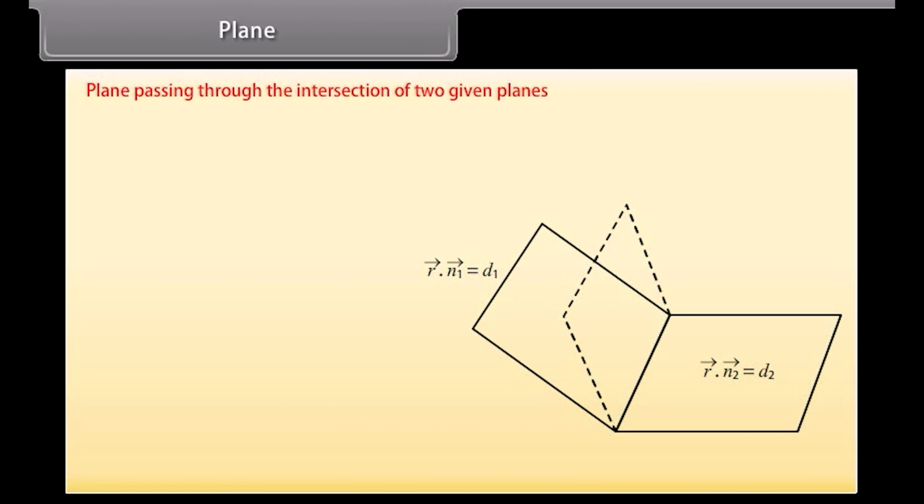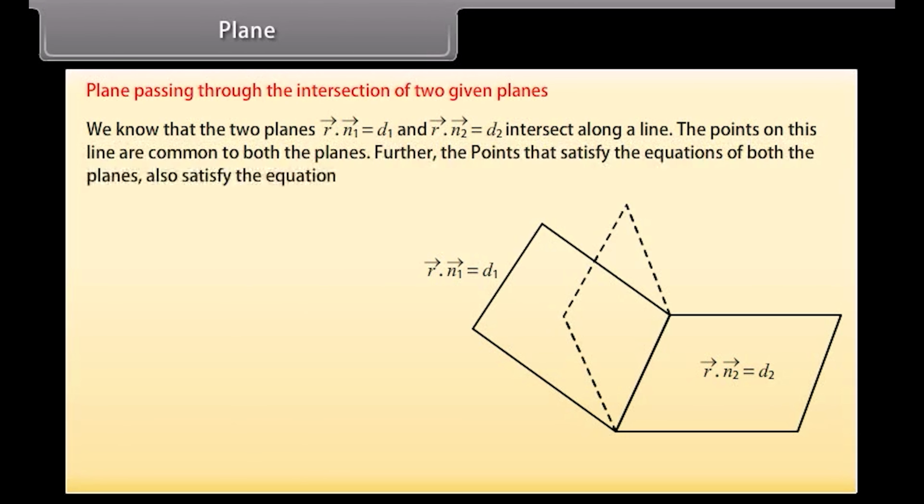Plane. Plane passing through the intersection of two given planes. We know that the two planes, the dot product of vector r and vector n1 equals d1 and the dot product of vector r and vector n2 equals d2, intersect along a line. The points on this line are common to both the planes. Further, the points that satisfy the equations of both the planes also satisfy the equation: the dot product of vector r and vector n1 plus lambda n2 equals d1 plus lambda d2, where lambda belongs to R.